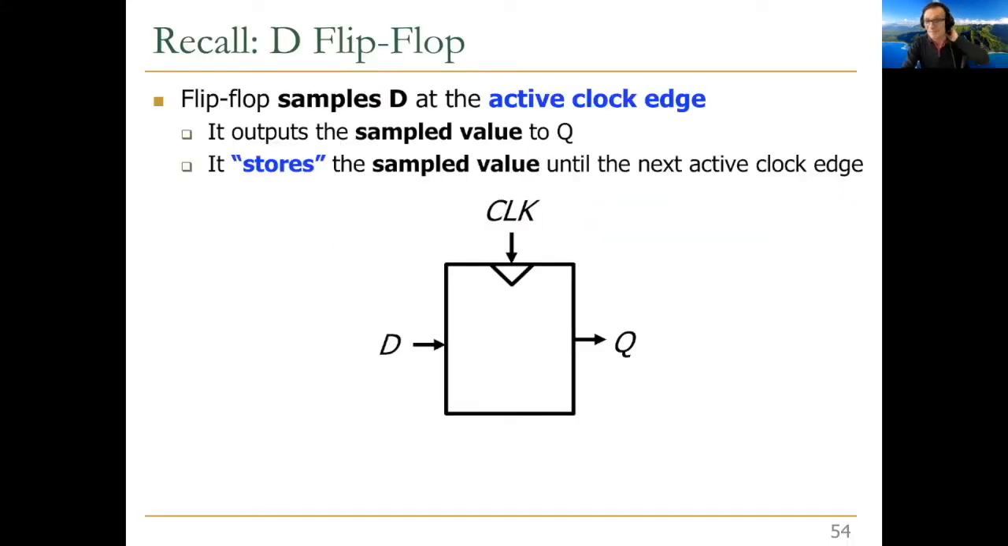Okay, so recall the D flip-flop. The flip-flop samples D at the active or rising clock edge, and it outputs the sampled value to Q. Essentially, it stores a sampled value until the next active clock edge, right?